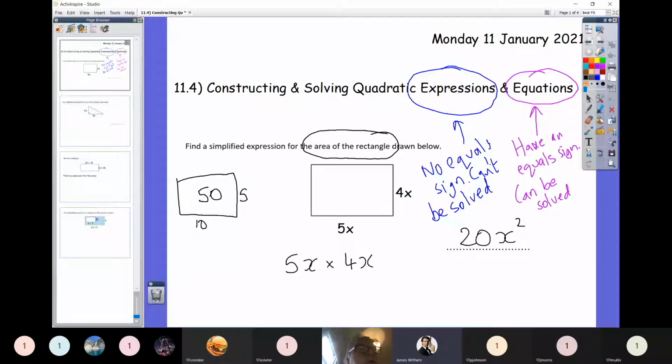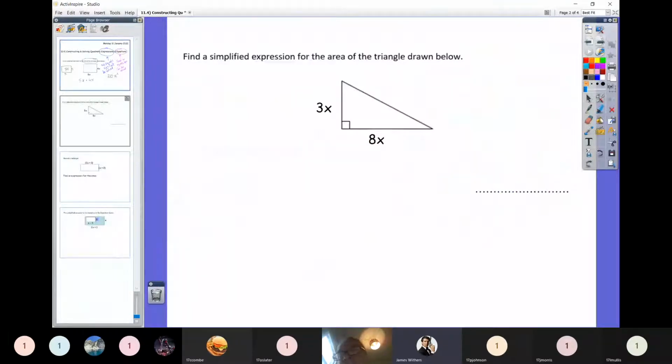So any of the ones in the worksheet where you've just got to create an expression for the area of a rectangle, just do base times height. Now that's fine when it's a rectangle. What about when it's a triangle? So again, we've been asked to work out the area of the triangle. Now remember, a triangle takes up half the space of a rectangle. All right, it's like a rectangle cut in half.